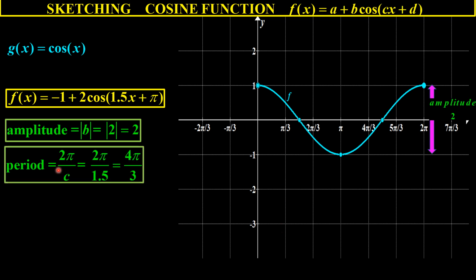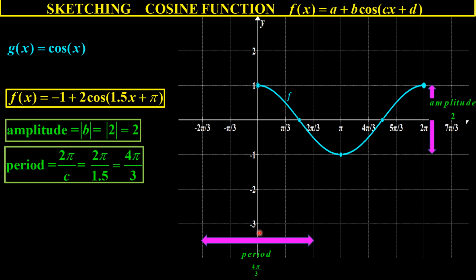Then the period is 2 pi over 1.5. 2 pi over 1.5 is 4 over 3. So I've got a period of 4 over 3. Right? So it's more than pi. So if I represent that, you can see there's a period. Right? It's 4/3. See, I've got my scale here in terms of a third and another third and another third.